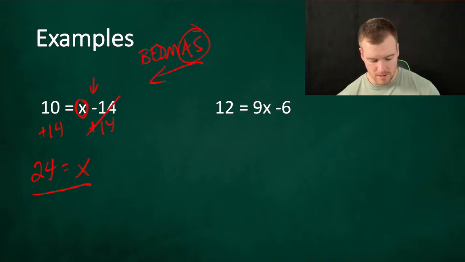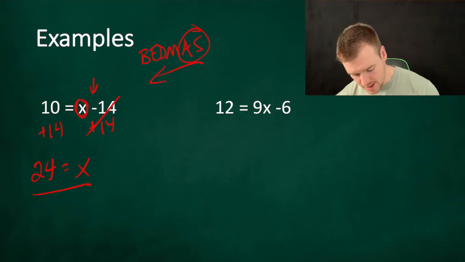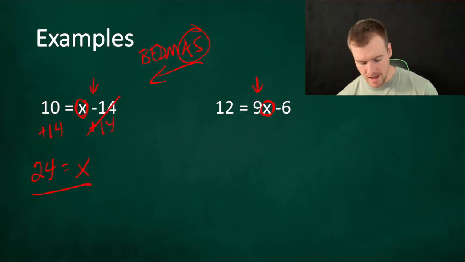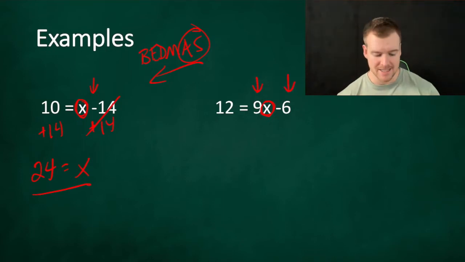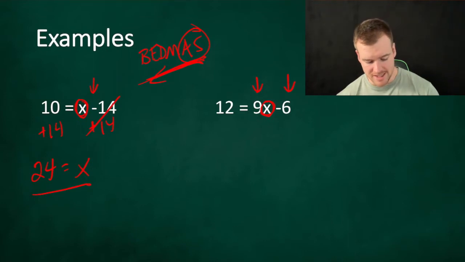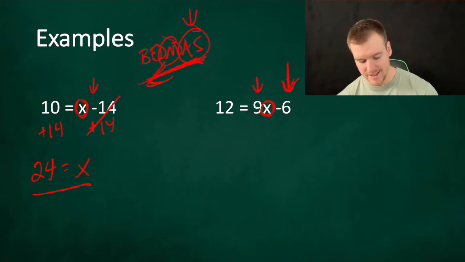This next one, we have 2 operations. We have 12 is equal to 9x minus 6. So I'm trying to solve for x, and now we say what's happening to x? There's 2 things. It's being multiplied by 9, and then we are subtracting 6. This is where the order really becomes important. Do we get rid of the 9 or get rid of the 6 first? Well, it says in reverse order of BEDMAS, we have to do addition, subtraction before any division, multiplication. So we have to get rid of that 6 first.